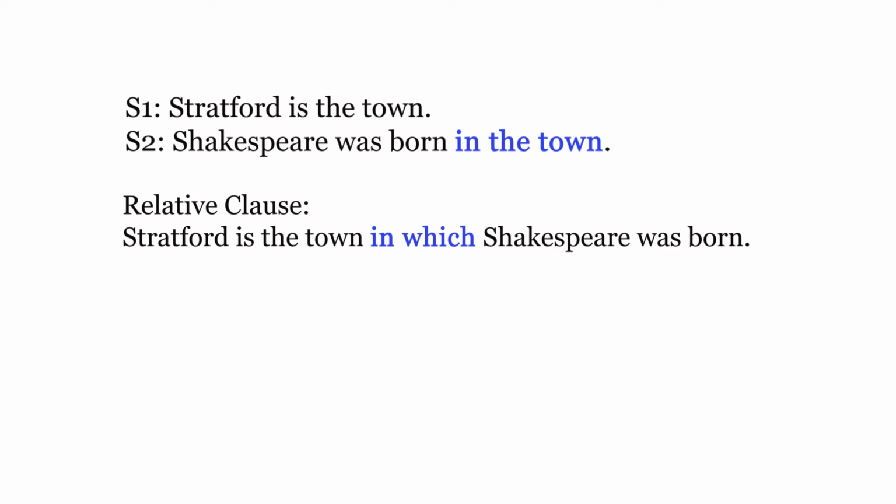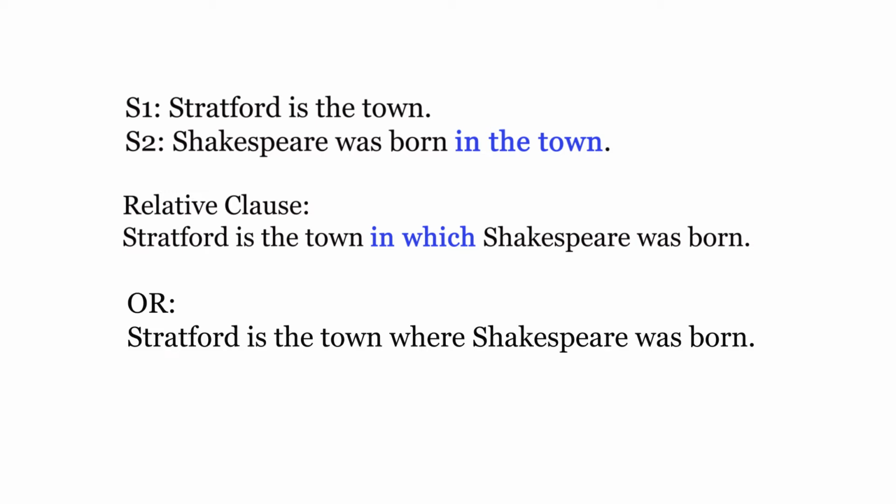Of course, in this context, Stratford is treated as a place, as indicated by the preposition "in". So we can also use "where", and the sentence will be "Stratford is the town where Shakespeare was born." But how can I tell whether the town is an inanimate object that is replaced by "which", or a place that is replaced by "where"?